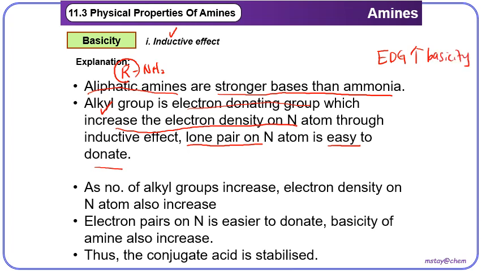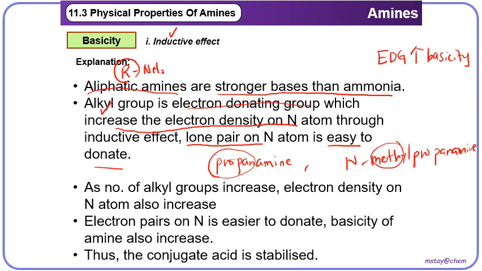If, let's say, we have another condition, propanamine and also N-methyl propanamine. When we look at the names of the structures, we know that propanamine has one alkyl group, and N-methyl propanamine has two alkyl groups. One is methyl, and the other one is propyl. So if we have more alkyl groups, it also increases the electron density at the nitrogen atom and makes the electron pair at the nitrogen atom easier to donate, whereby basicity increases.